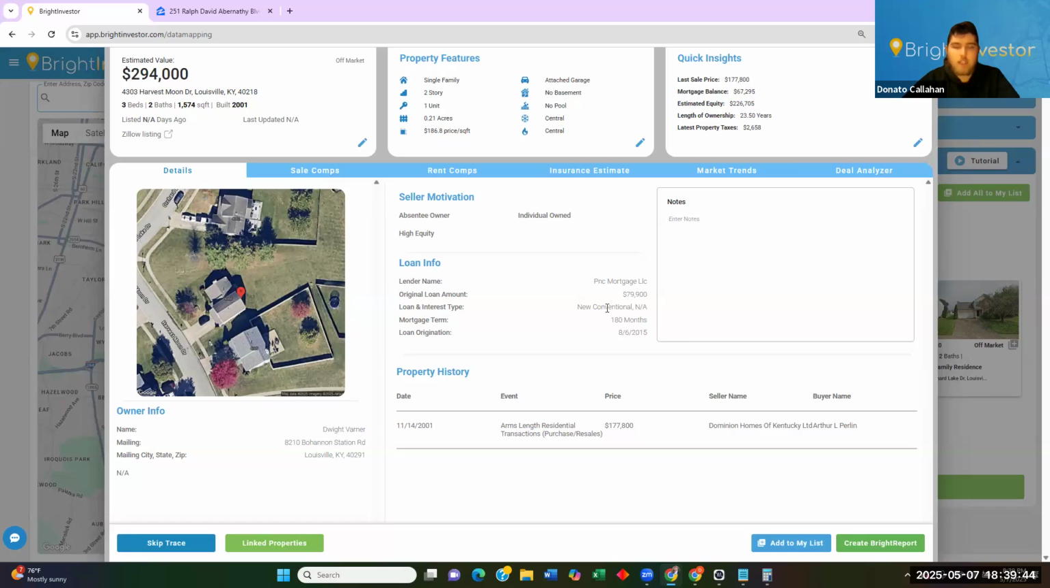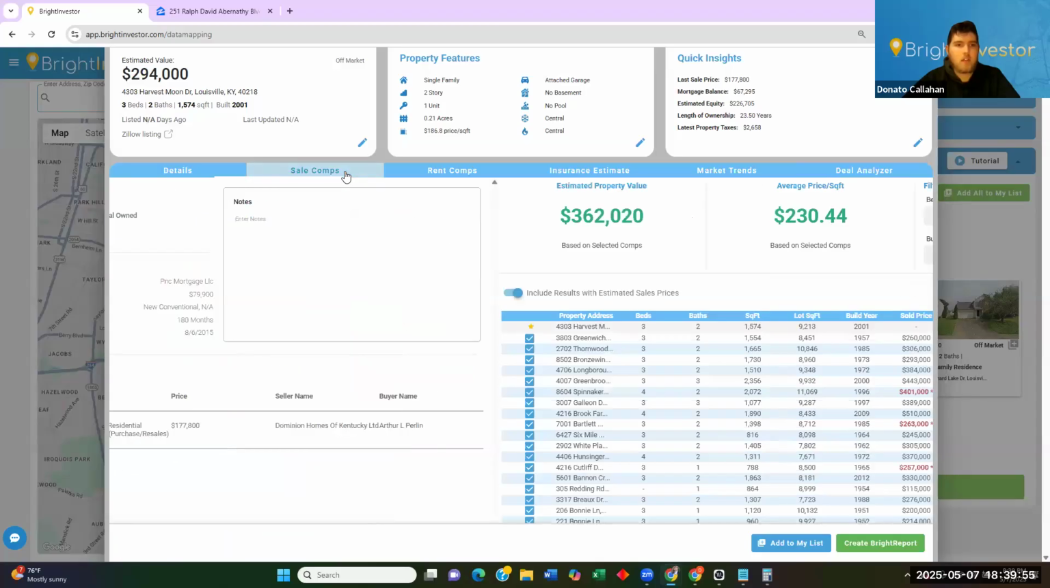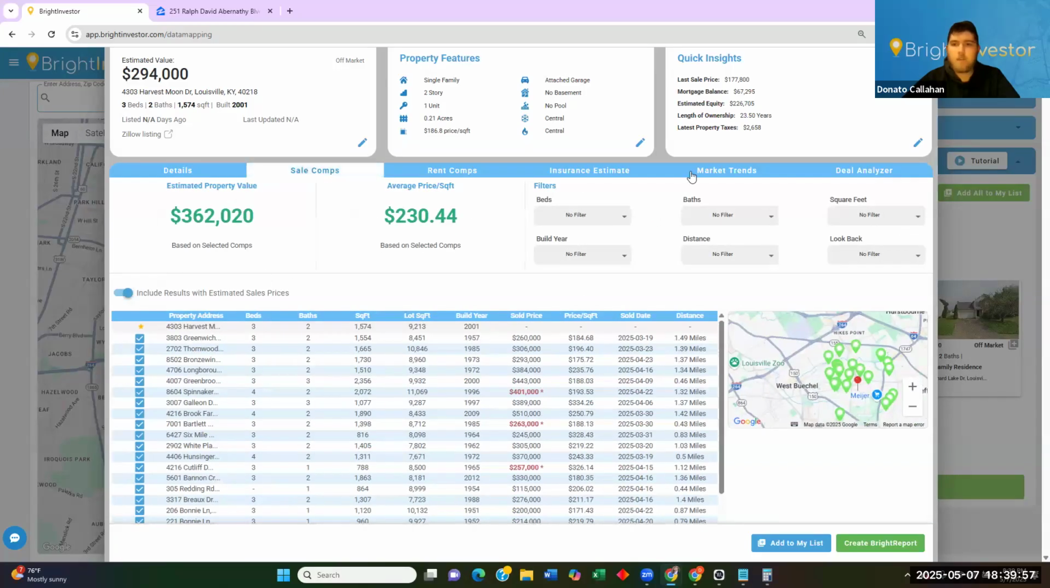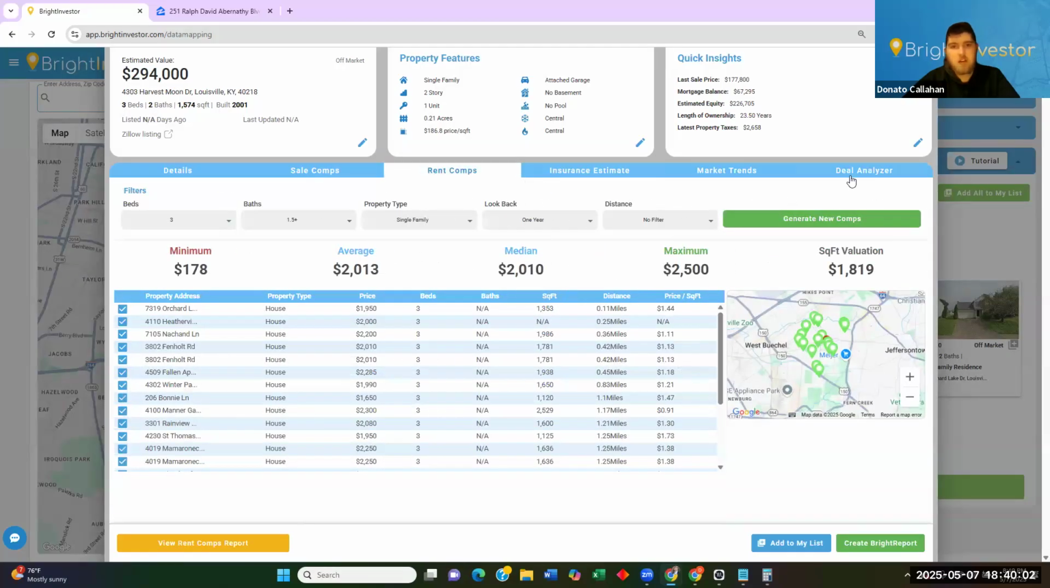Let's see here. He took out a refinance of 80K and it looks like he took like a HELOC out or something like that. Look at this property. He's owned it as a landlord for a while now. Looks like it's worth up to 360. Rents for this property are going to be around 2K.